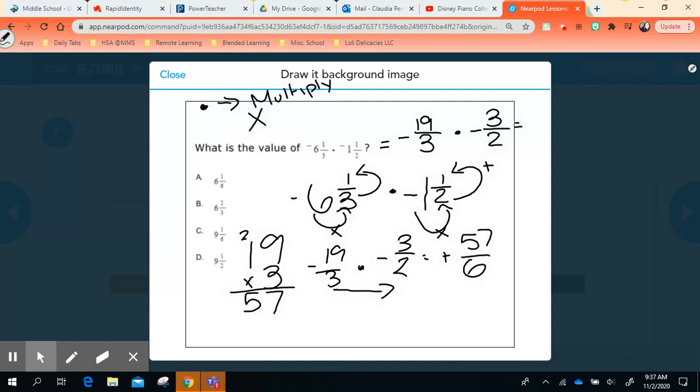Are my answers 57 over 6? Is that an answer? Is that an answer? I've got to turn it into a mixed number. Do we know how to turn it into a mixed number?